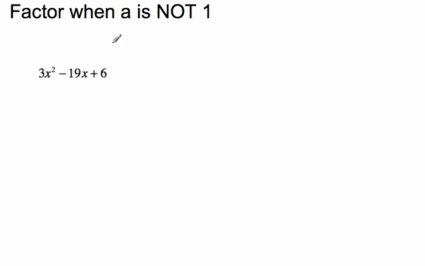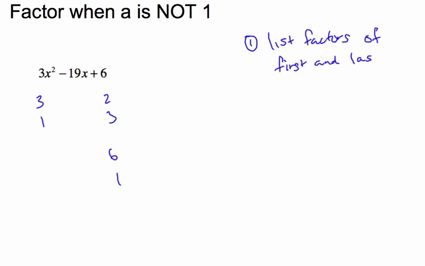All right, so we've done a few examples here of how to factor when a is not 1. But let's take a moment and do one, and we'll write out the steps we do each time. The first thing we're going to do is write out the factors of 3 and 6. There's only one way of getting 3, 3 times 1. Two ways of getting 6, 2 times 3, and 6 times 1. So we list all the factors of the first and last terms as such.